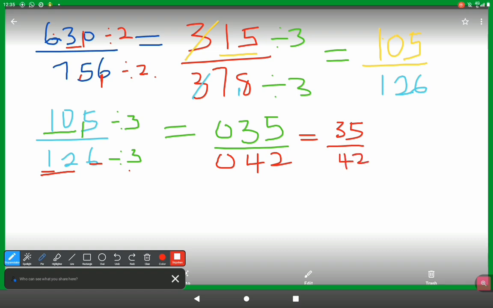Alright, so what can divide both 35 and 42? Let's check it out. 2 cannot divide because 5 is not an even number. But 2 can divide this because 2 is an even number. But I cannot use 2 to divide because both numerator and denominator cannot be divided by 2. So I'm going to consider the next digit, which is 3. So before you can use 3 to divide, you sum it up, to see if the sum of the digits can be divided by 3. So 3 plus 5 is 8, and 8 cannot be divided by 3. Alright, that means I cannot use 3 to divide.